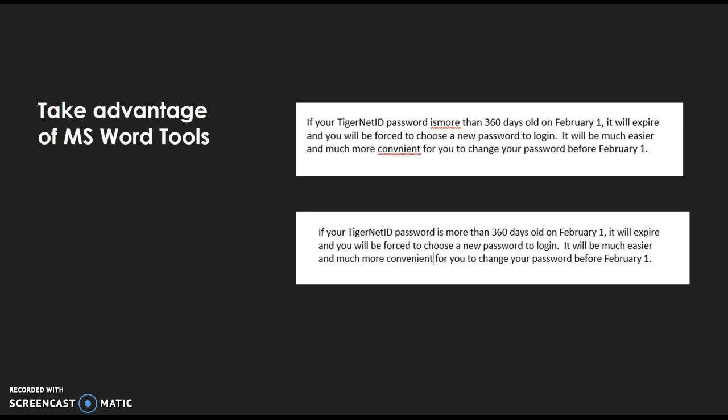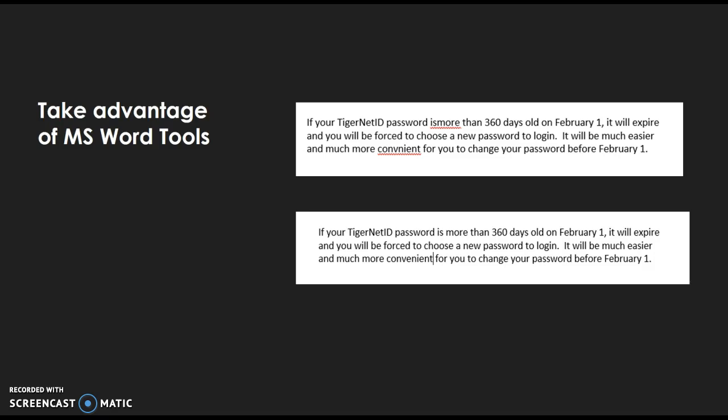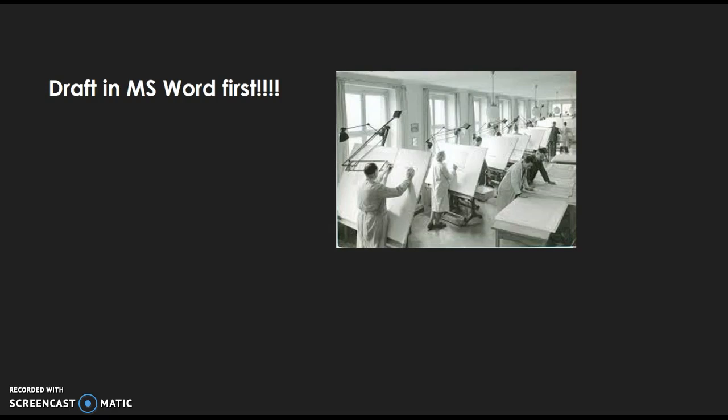We all need to take advantage of the MS Word tools, and everybody knows that this is telling you something is very wrong. And by right-clicking, it's corrected. I will draft an email in MS Word first, and that is because I'm a bad typist and I tend to make too many errors. And because I can use Word, the outcome is better.